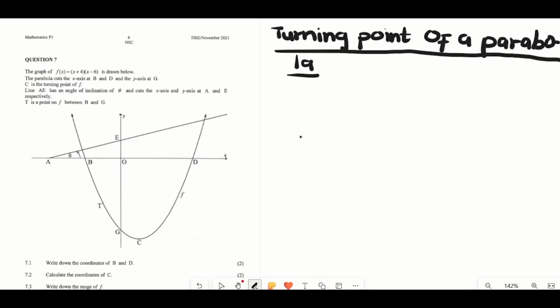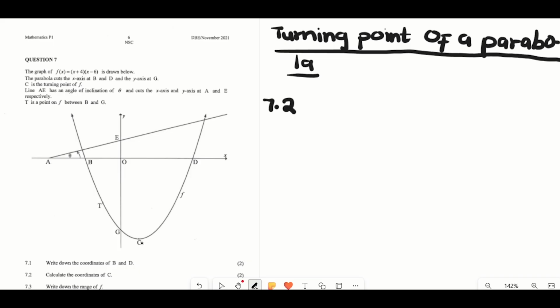Okay, so we're gonna do 7.2, which says calculate the coordinates of C. Like I said, so we're seeing C. Already by looking here, you can tell that C is the minimum point of this graph.